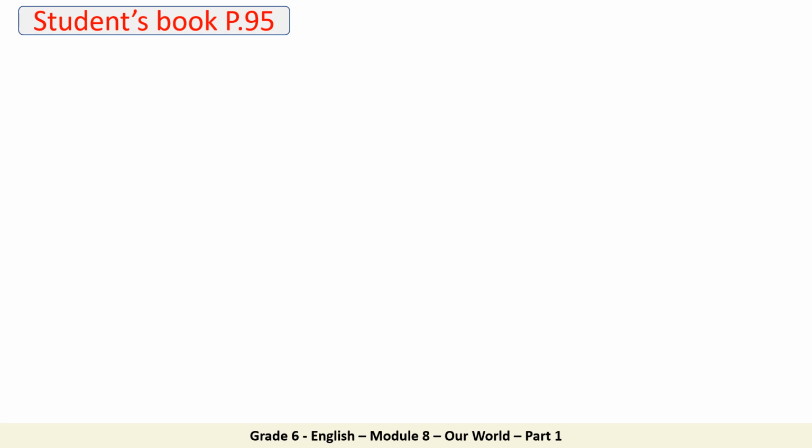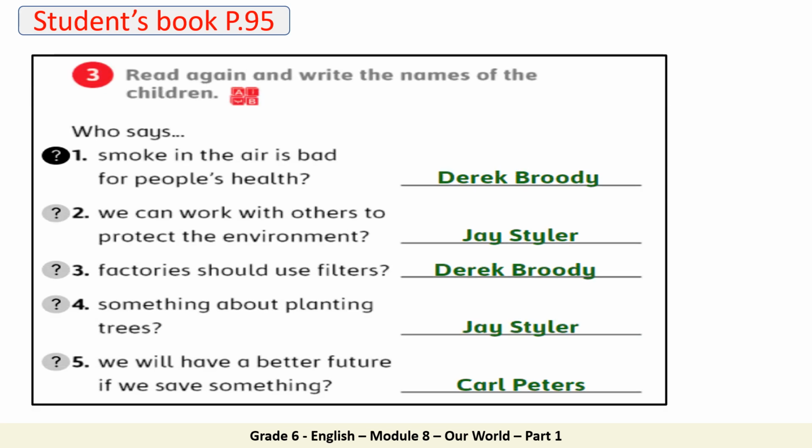And we're back. Let's check our answers. We already did number 1, so number 2. Who says we can work with others to protect the environment? Of course, it's Jay Styler. Number 3. Who says factories should use filters? Also, Derek Broody. Number 4. Who says something about planting trees? Yes, Jay Styler one more time.